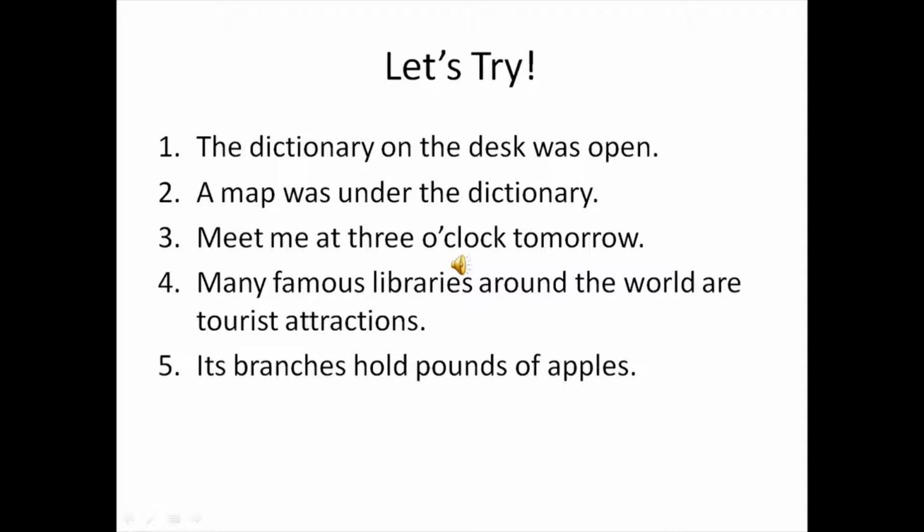So for number one, the dictionary on the desk was open. So the dictionary where? On. On is our preposition right there. Number two, a map was under the dictionary. Where is the map? Under the dictionary. Very good. The preposition is under. Good job.